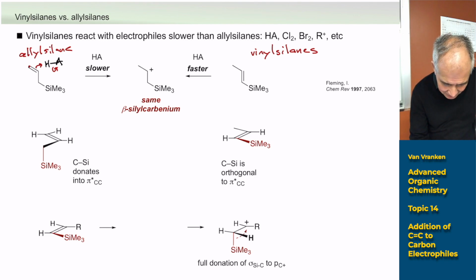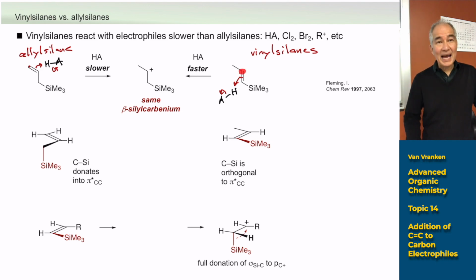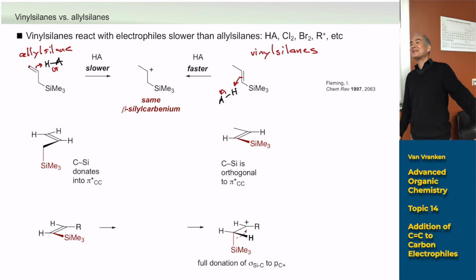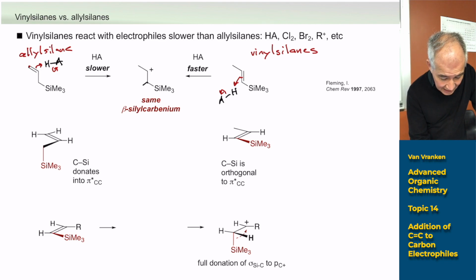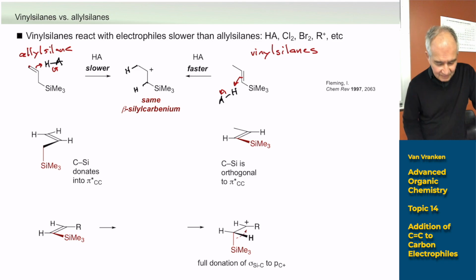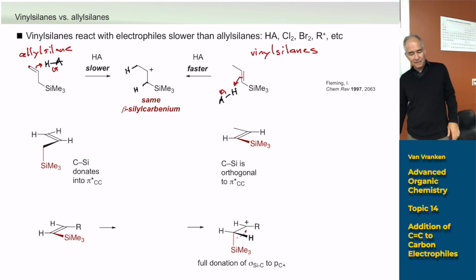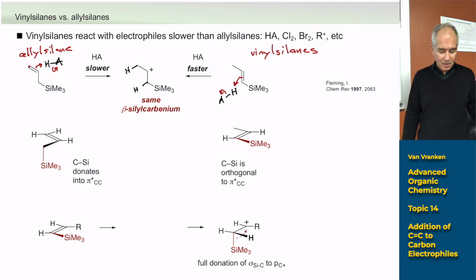Let's go ahead and draw that out. The reason you want to do that is because if you protonate next to the silicon, we end up with the same beta-silocarbocation. If you protonated over here, you would end up with an alpha-silocarbocation. Those aren't stable. We've never talked about alpha-silocarbocations. So both of these lead to the same beta-silocarbocation, and the only difference is whether we put the proton next to the silicon or farther away, but it's the same beta-silocarbocation.